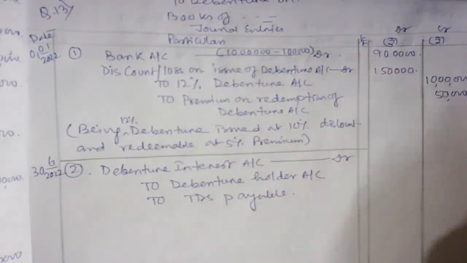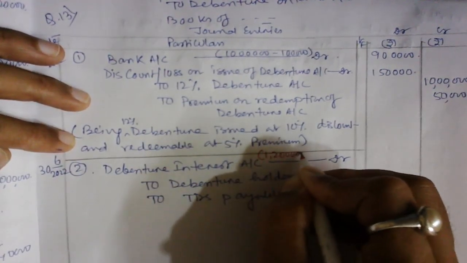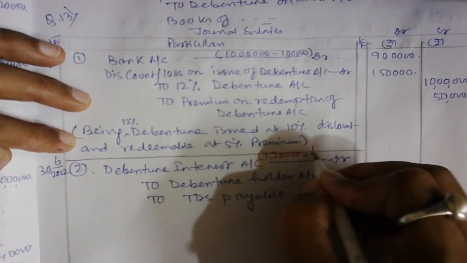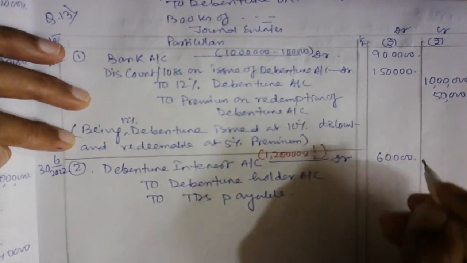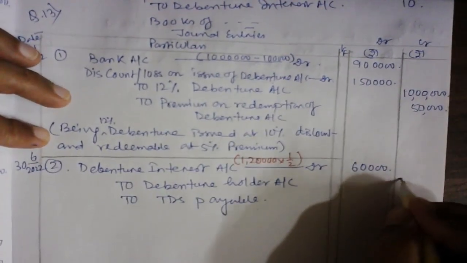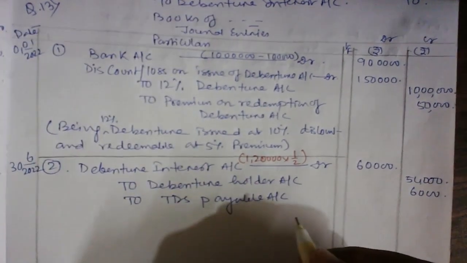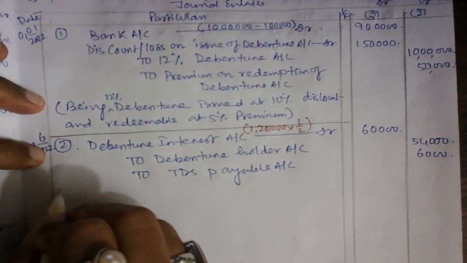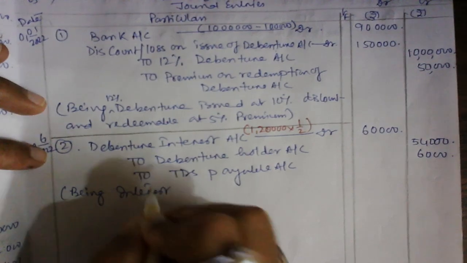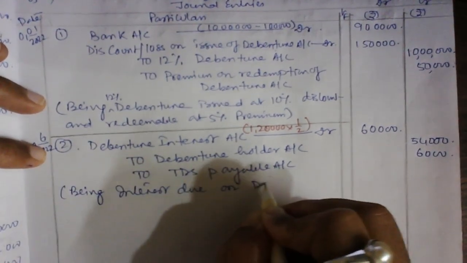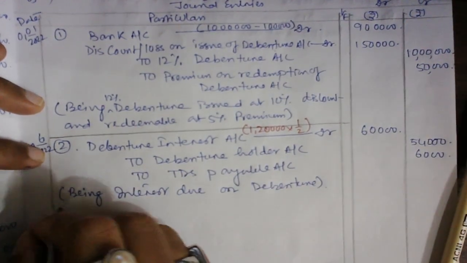So see the debenture interest, how much, sir? We can calculate here easily. 1,20,000, because 10 lakh का 12% into half होगा, correct? 60,000 here, it will be 60,000. And towards the debenture holder, how much will be the liability? 54,000, because 10% is TDS payable, correct? And say here, being interest due on debenture, and on 30th June you have to pay.